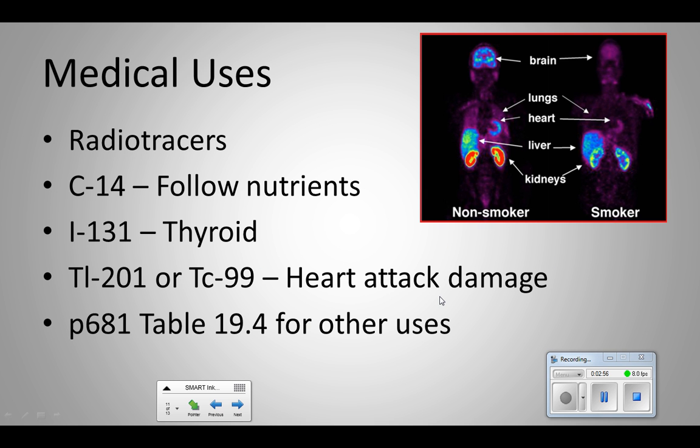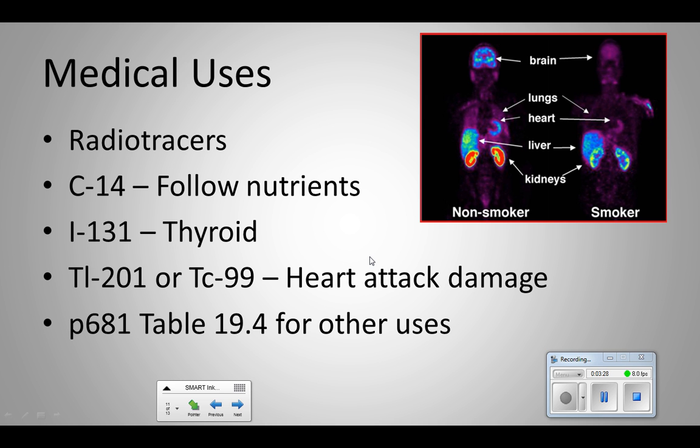And some other uses in the medical field are as radiotracers, because you can put in mildly radioactive substances and they will travel to parts of the body where those things are being used. For example, carbon-14, because most of our food is composed of carbon, you can follow that through nutrients into the digestive system, in the stomach and the intestines, and then travel on through the whole digestive system, following a nutrient as it moves into other parts of the body.